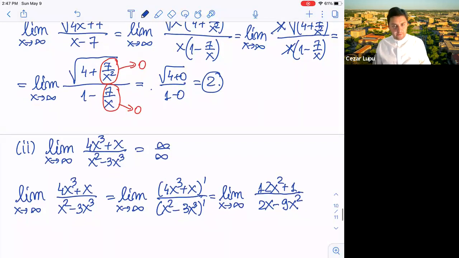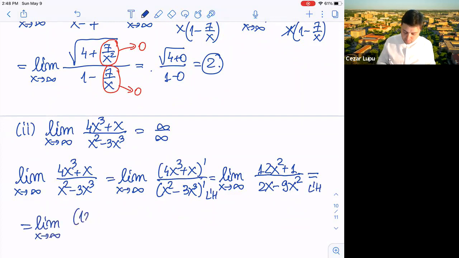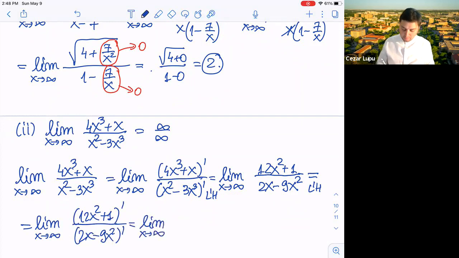Again, you don't have to stop. Again, it will be infinity over infinity. So apply L'Hopital rule. So this is LH here. Again, LH. So this would be the limit as x approaches infinity of the derivative of 12x squared plus 1 over the derivative of 2x minus 9x squared. So this would give us the limit as x approaches infinity of 24x over 2 minus 18x.